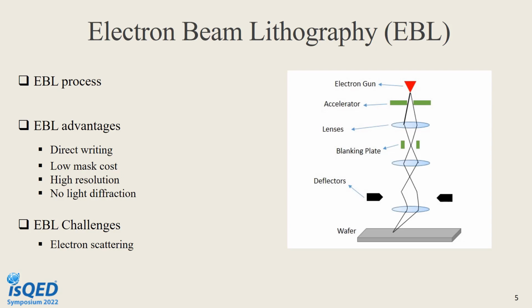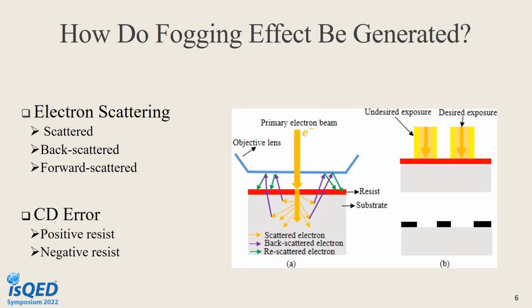But we have some challenges in this lithography method that is called electron scattering. So as you can see here, we have a primary electron beam that is emitted from the electron gun to the resist and also the substrate, but there is some scattering here. We have 3 kinds of scattering. The forward scattered electrons that are green or orange, and also we have the back scattered electrons that are purple, and also the scattered electrons. The scattered electrons that are green arrows cause the fogging effect.